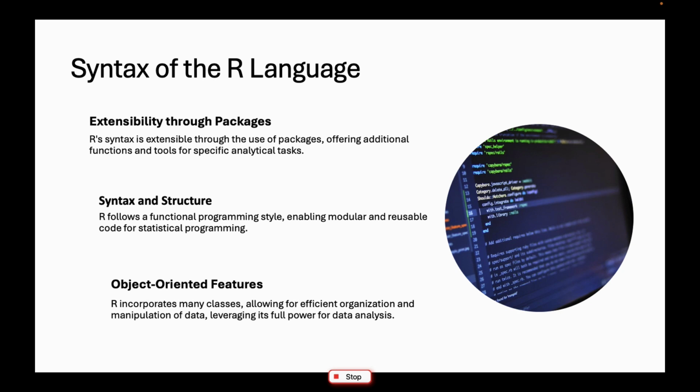The syntax of R comes from the use of packages, offering additional functions and tools for specific analytical tasks. R follows a functional programming style, enabling modular and reusable code for statistical programming. Also, it is object-oriented. R incorporates many classes and uses this for efficient organization and manipulation of data.